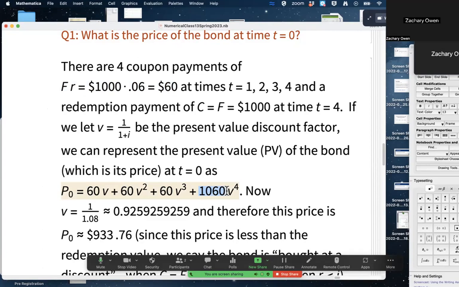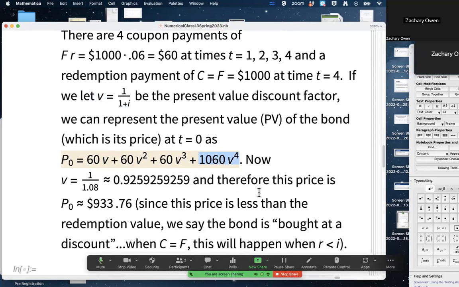V is called the present value discount factor. It's 1 over 1 plus i, where i is the yield rate. We're discounting those amounts back to the present time 0. So we multiply by powers of v. The final amount at time 4 is not just the final coupon of 60, but also the redemption value of 1,000. So you have 1,060 there.